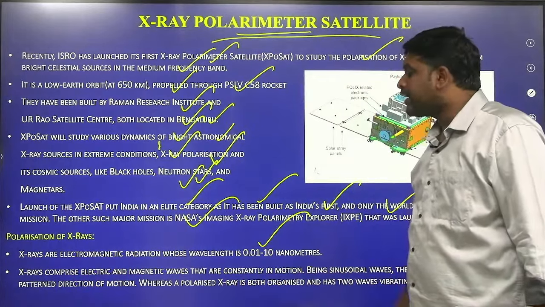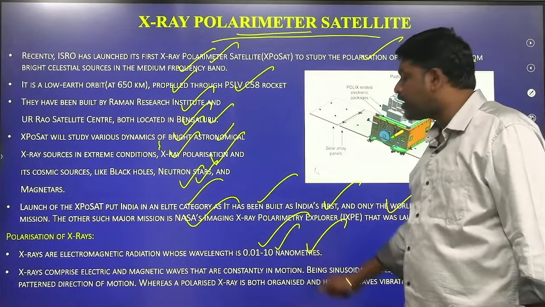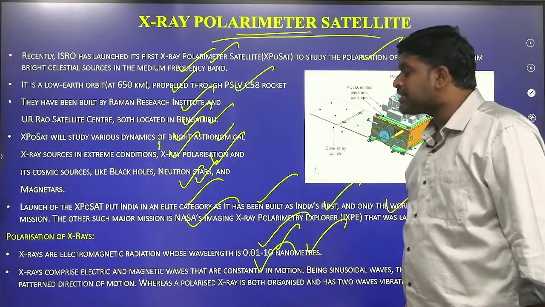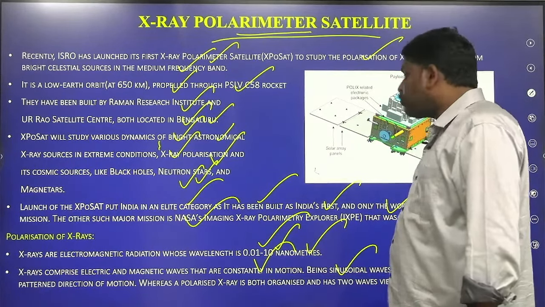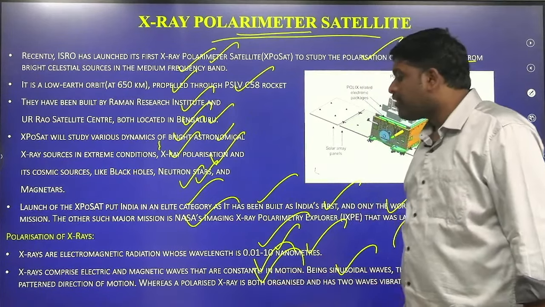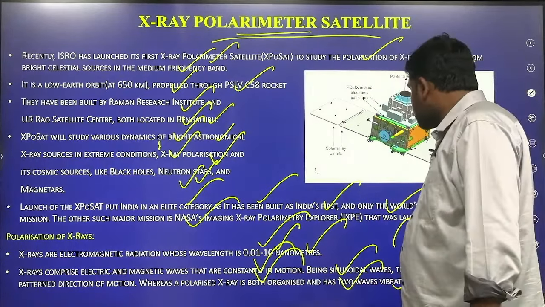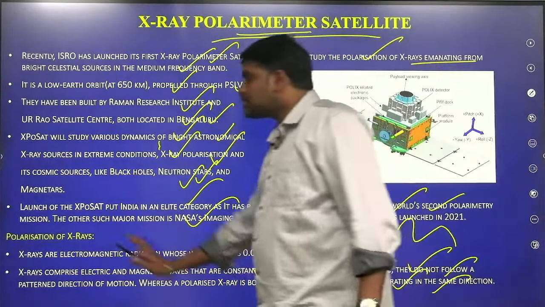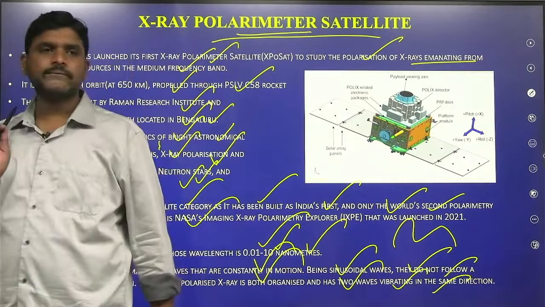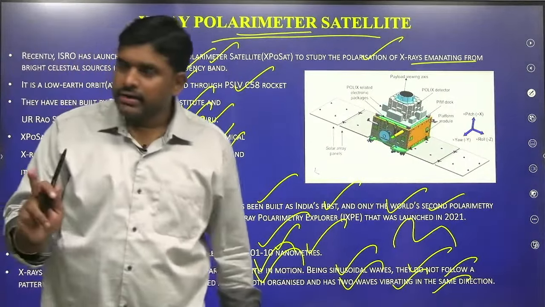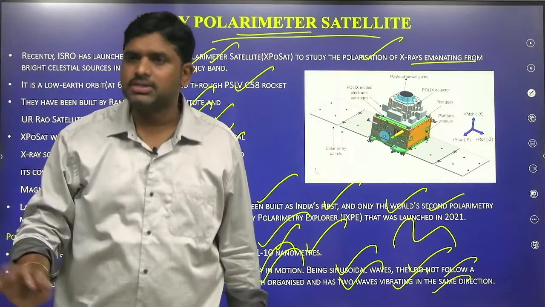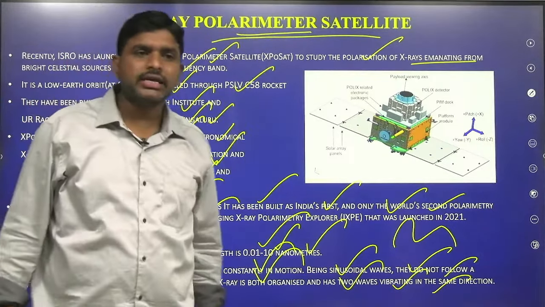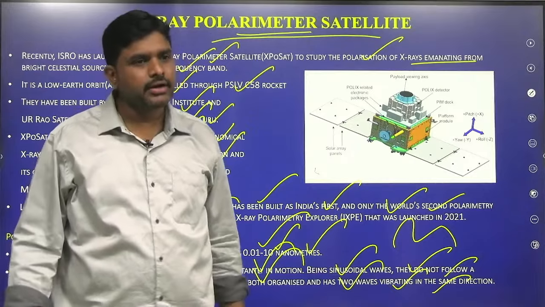X-rays are electromagnetic radiations whose wavelength is 0.01 to 10 nanometers. X-rays comprise electric and magnetic waves that are constant in motion, being sinusoidal waves that do not follow a pattern of direction of motion, whereas a polarized X-ray is organized, with both waves vibrating in the same direction. This is the X-ray. So it is the second in the world and the first in India, mainly studying the X-rays coming out from celestial objects. That particular satellite is called the X-ray polarimeter satellite.